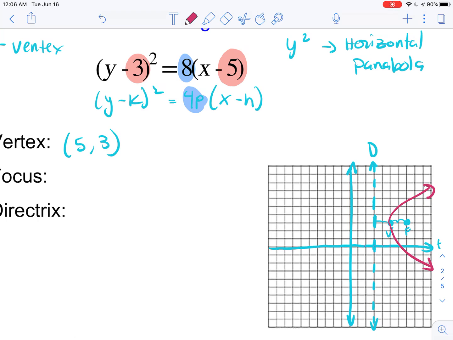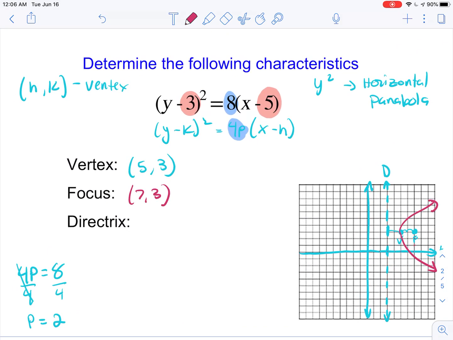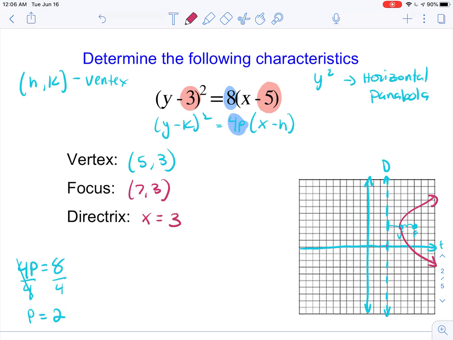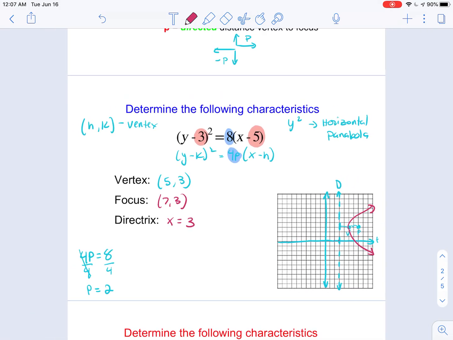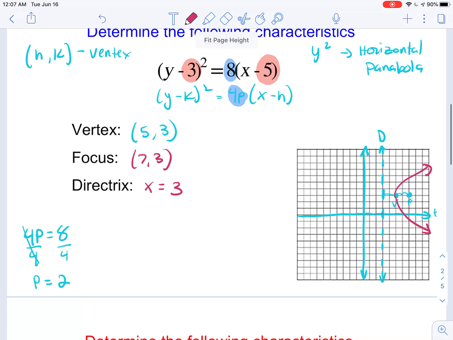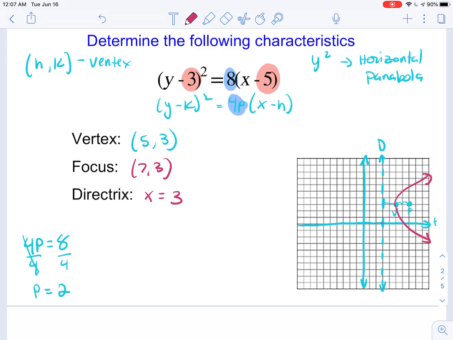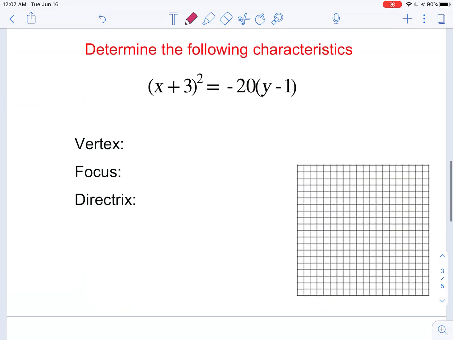So this is 1, 2, 3, 4, 5, 6, 7, comma 3. And my directrix is 1, 2, 3, x equals positive 3. Now, because it's a line, it's the equation x equals, because x equals is a vertical equation. If we were looking for a horizontal line, we would have to use y equals. Okay? So let's try one more.